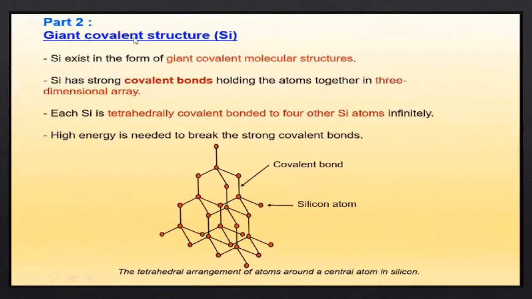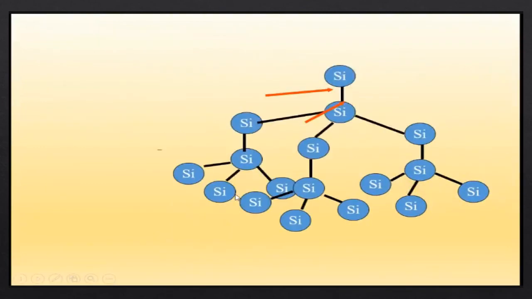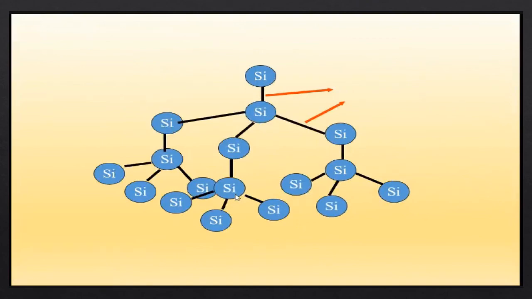For part 2, the silicon giant covalent structure, covalent bonds hold the atoms in a 3-dimensional array. One silicon can bond to four other silicon atoms, forming a tetrahedral covalent arrangement. High energy is needed to break the strong covalent bonds. This is the 3-dimensional view.